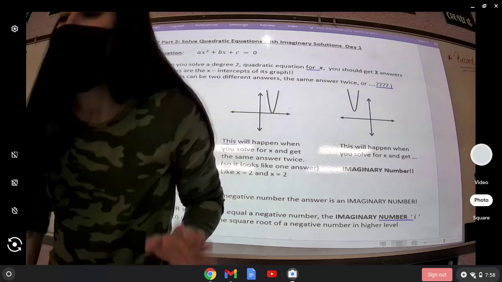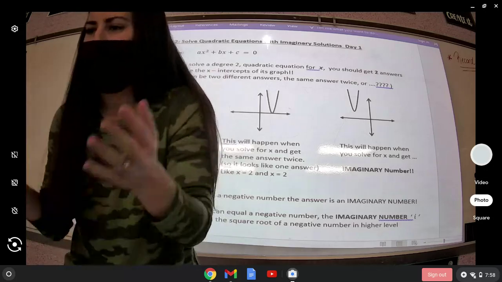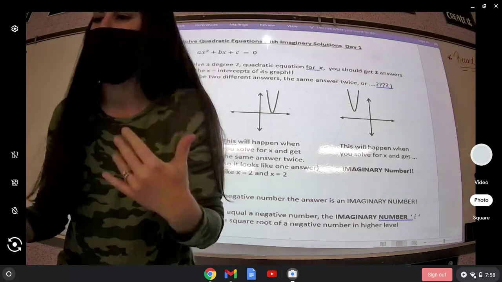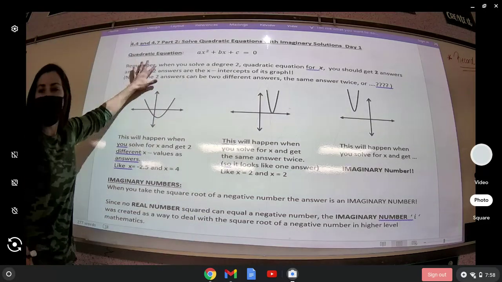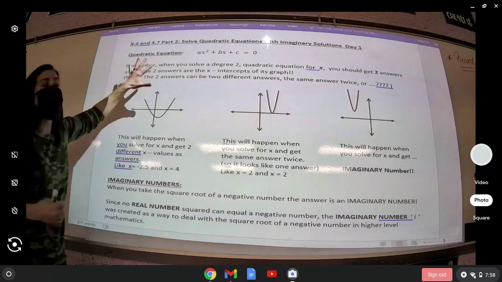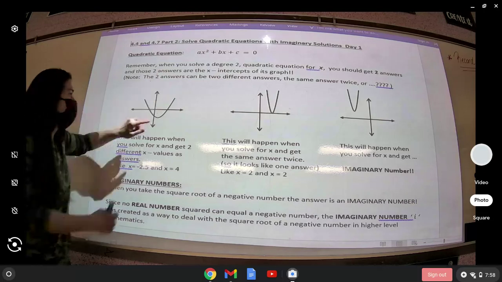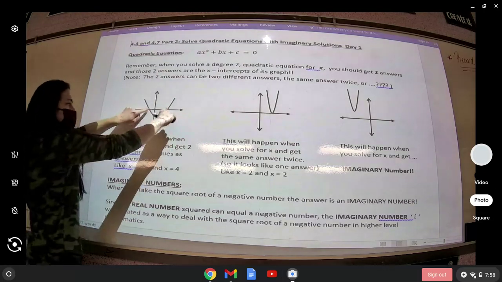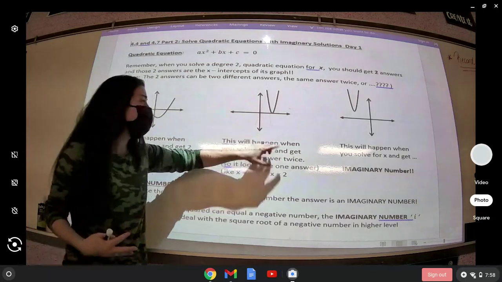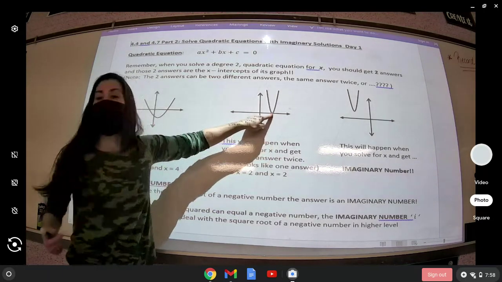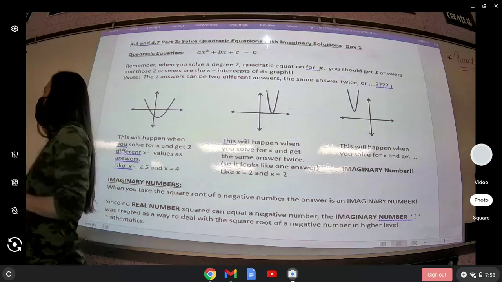All right, we're working in section 4.4 and 4.7 right now. There are multiple parts that go with each section. I have been telling you guys that when you solve a quadratic equation, the answers you get to that equation are the x-intercepts of its graph, right? So you either get two different answers, and that means the parabola crosses the x-axis at two different x values. Or you get the same answer twice, so then you find out that it's the vertex that actually touches the x-axis.